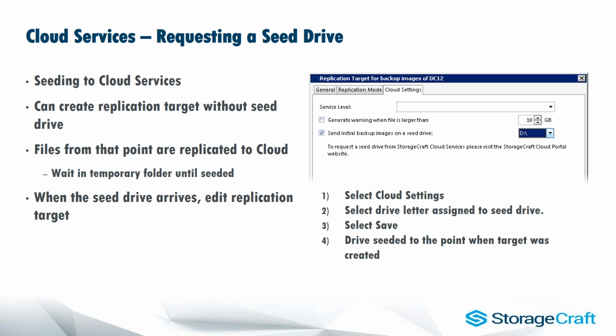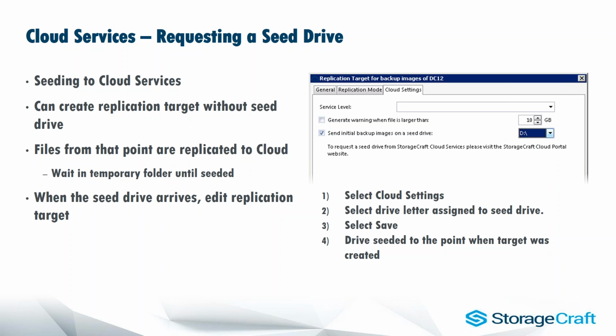So requesting a seed drive is really done through a form on your web portal, but when seeding to cloud services, you can create a replication target without a seed drive. Files from that point are replicated to the cloud and wait in the temporary folder until seeded. In other words, you're not going to see them up there until the seed drive has arrived and is actually included in the backup chain, and then we'll present you all of the restoration points.